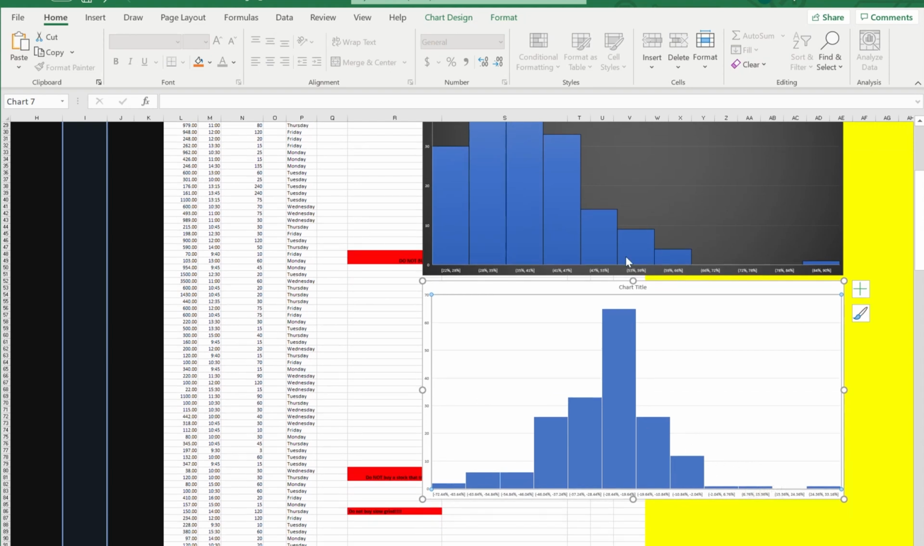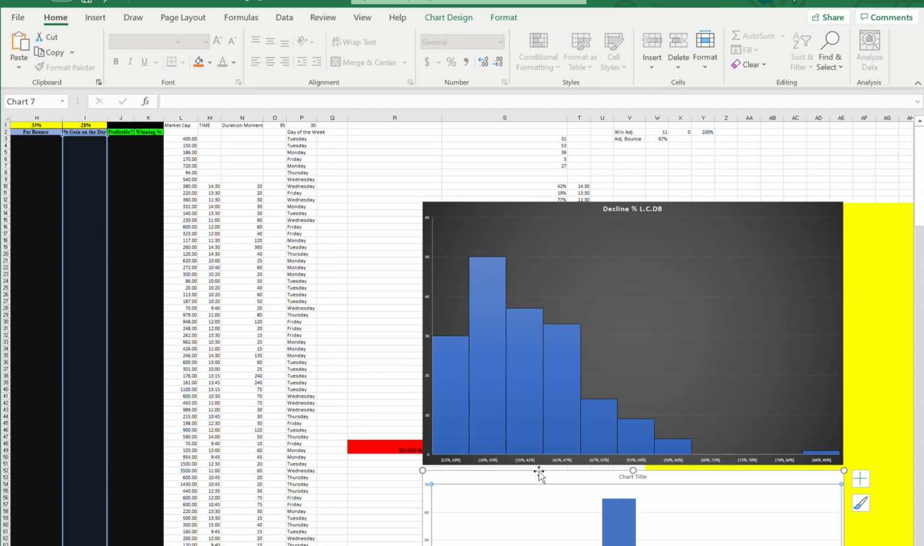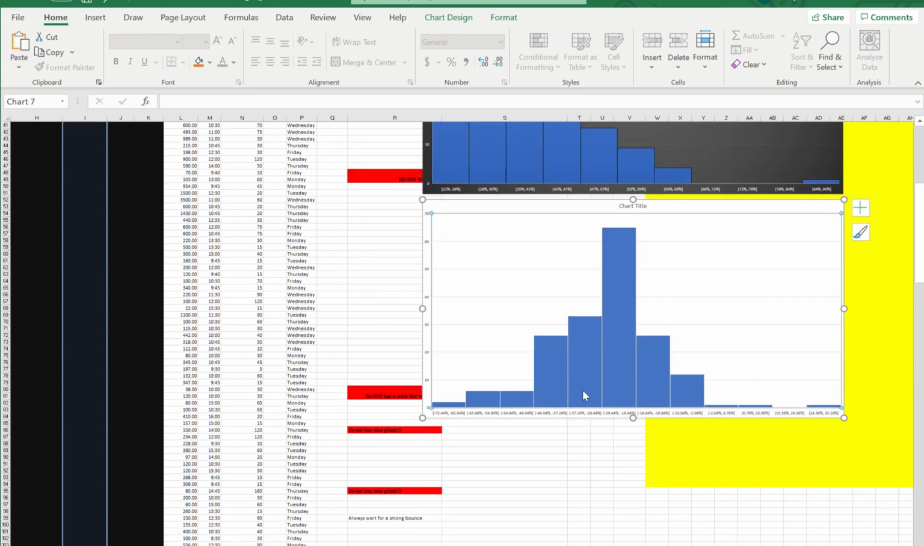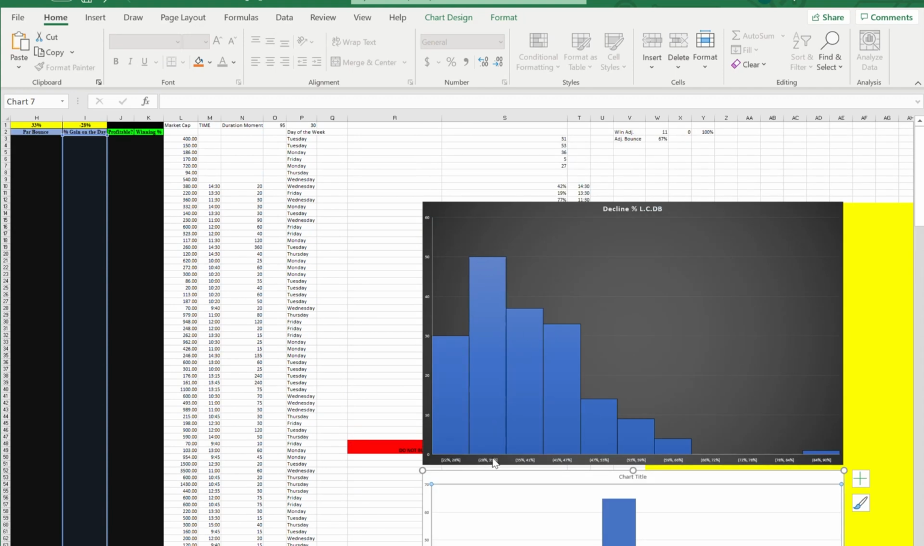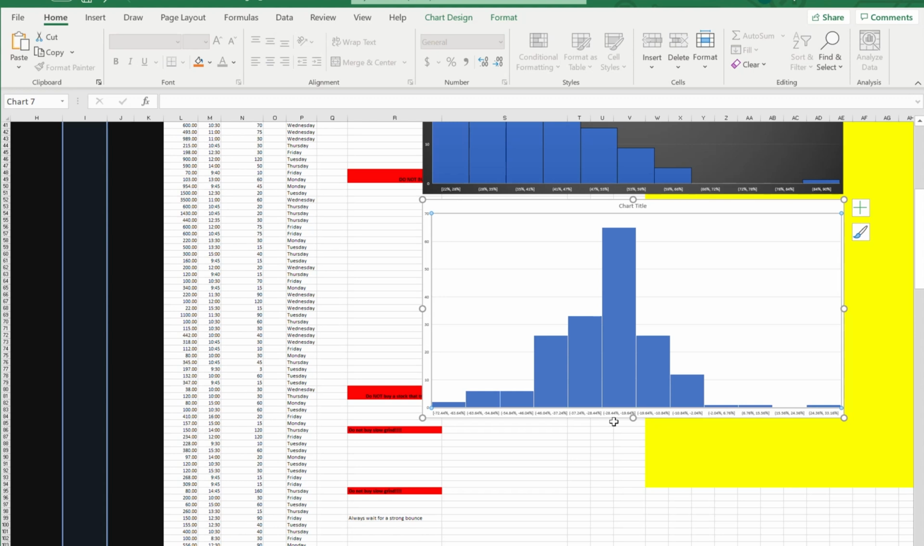So this is the decline percentage, or low percentage on the day, and this is the close percentage. We see that most of the time it declines anywhere from negative 22% from open all the way to negative 47%. That's most of our data. But how it actually closes, according to the data that I've tracked over the last 3 or 4 years, is that they close negative 28% to negative 19%.